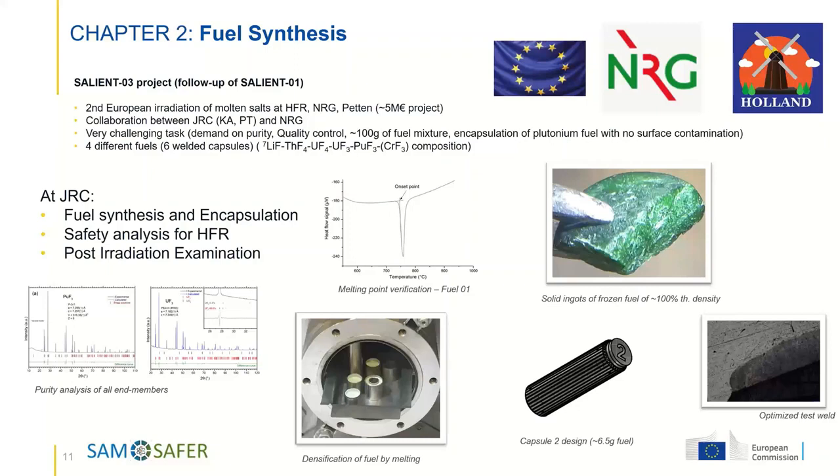This was a very recent and very extensive campaign to produce about 100 grams of a fuel mixture for irradiation. The irradiation is done at NRG Petten in a high flux reactor. So this was a collaboration between NRG Petten and the JRC. And we were asked to produce the fuel. The fuel was a mixture of lithium, thorium, uranium, plutonium fluoride. We had in total 5 capsules that go to the reactor.